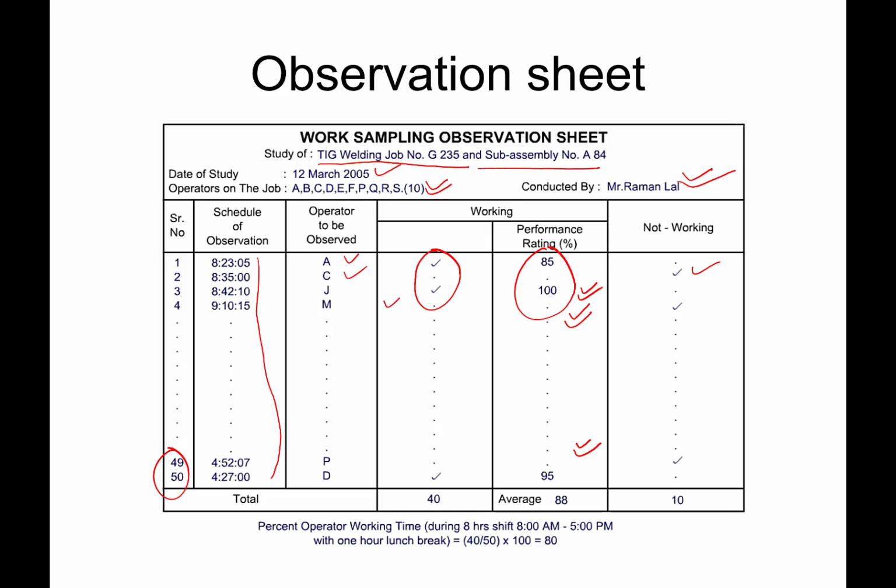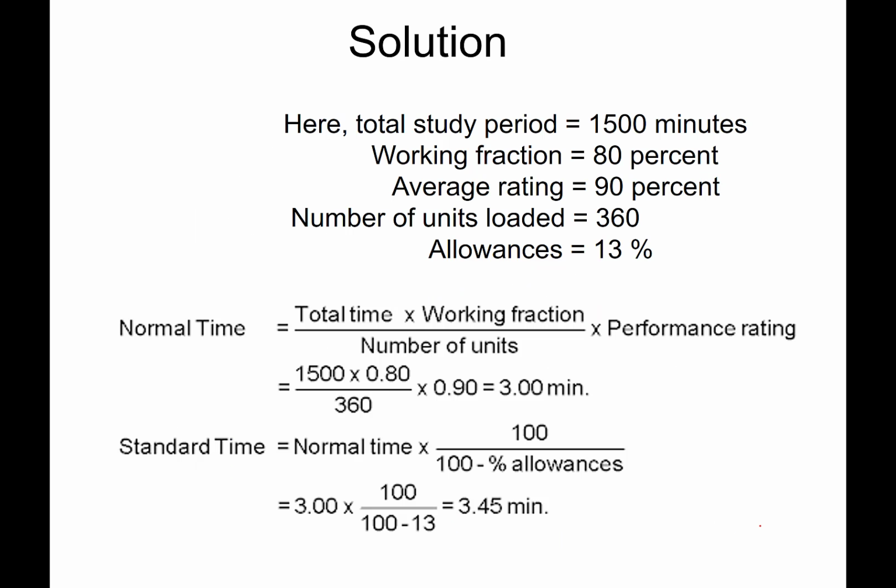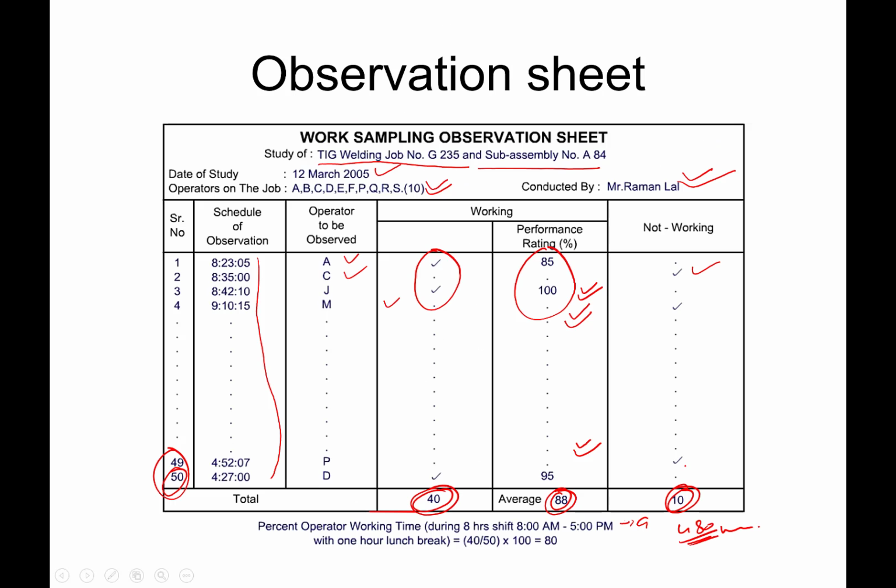Okay, so if out of these 50 observations it is found that the welders are working 40 times, and their average performance rating is 88%, and 10 times they are not found to be working. So this is a study period of, say, 9 hours with a 1 hour break, so 480 minutes. That is the kind of scene as far as the number of observations and their working is concerned.